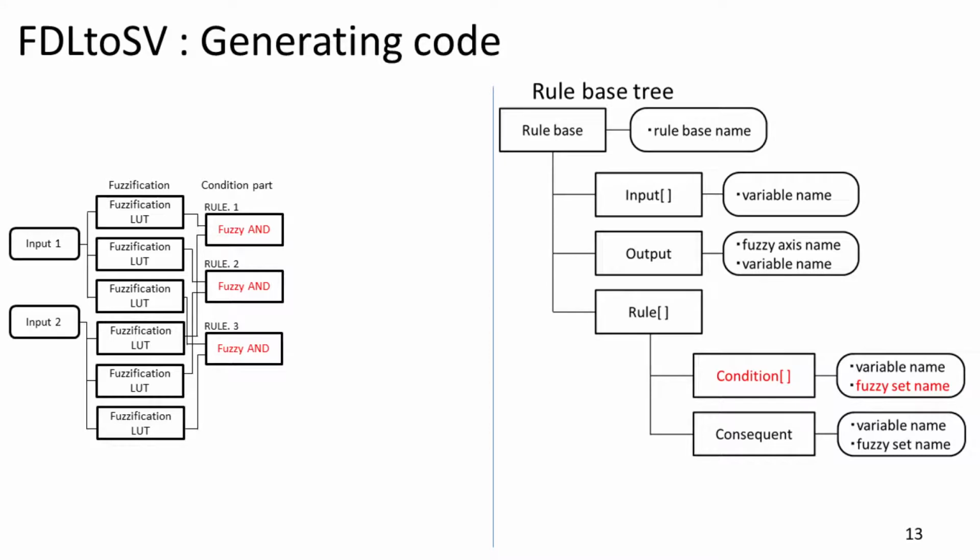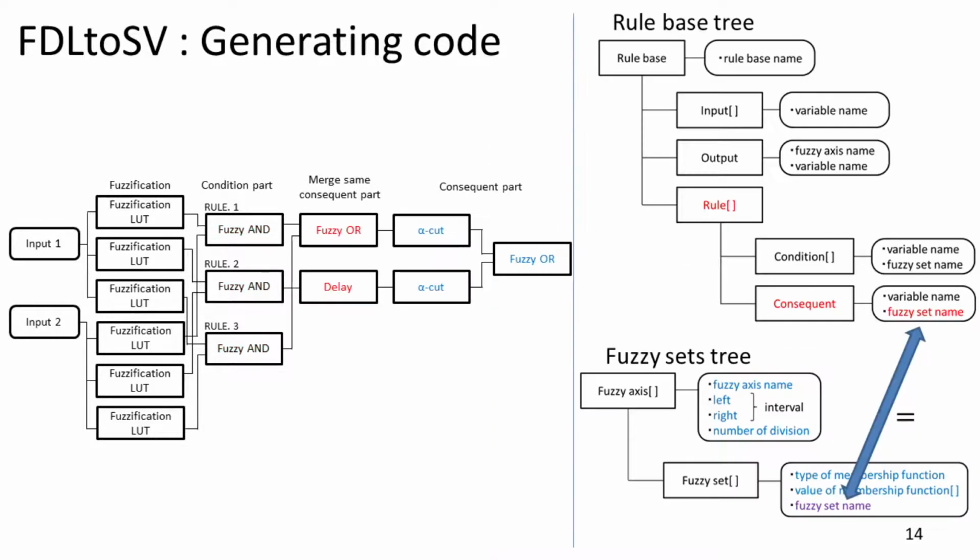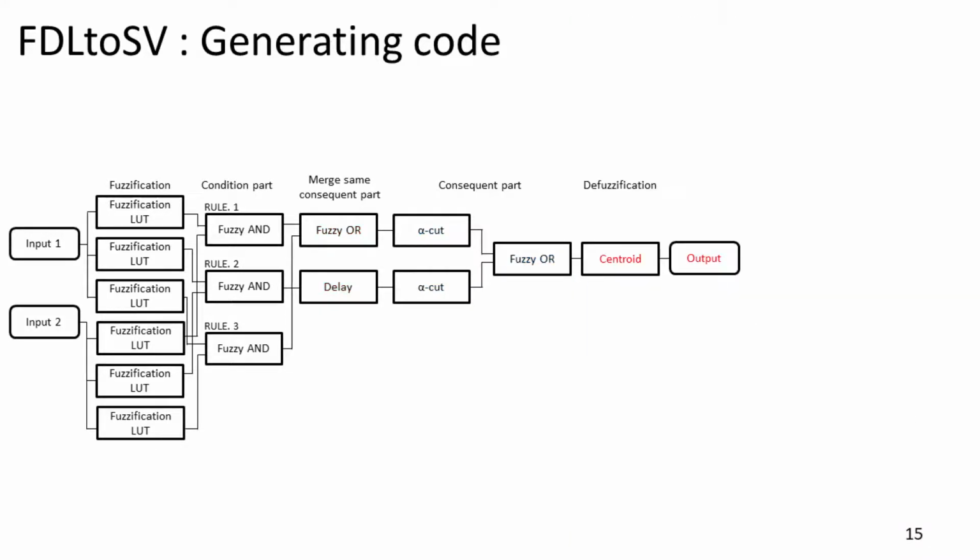Next, our program merges each fuzzification lookup tables on the same condition part. Next, our program searches rules that has same consequent part and merges these rules using fuzzy OR operation and generates processing module of consequent part. Lastly, generate a defuzzification module, Centroid. Its processing result becomes the output of this fuzzy inference.